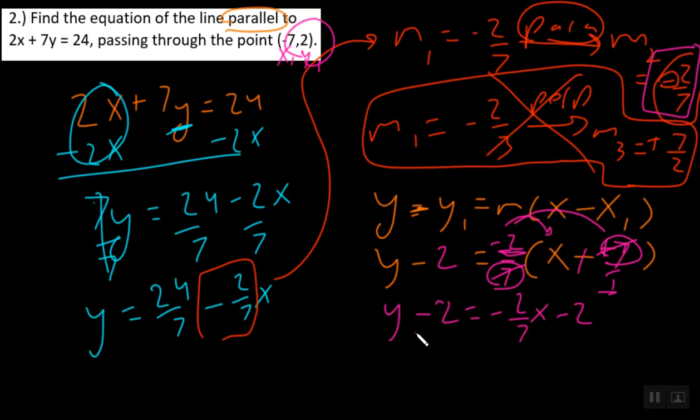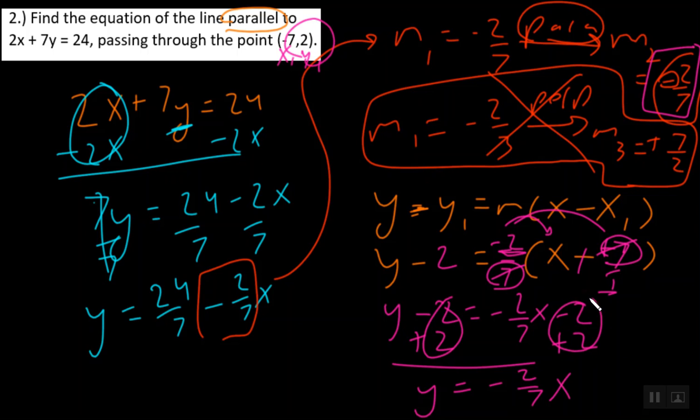Well, now guys, we have our last little step. We want to get rid of this minus 2, so we can add 2 to both sides, and this will give us y is equal to negative 2 over 7x, and negative 2 plus 2 is a 0 pair, and there's our final formula.